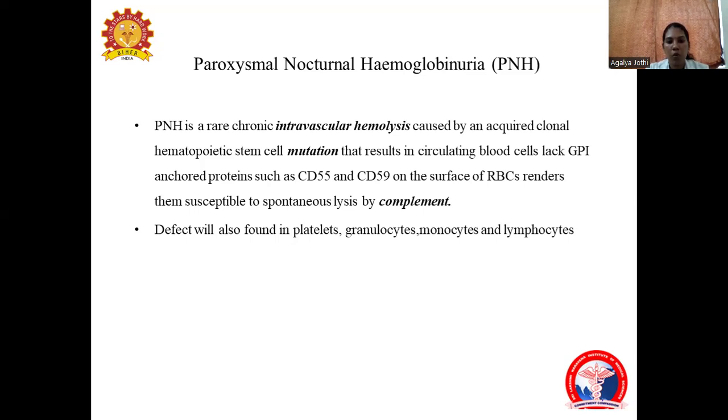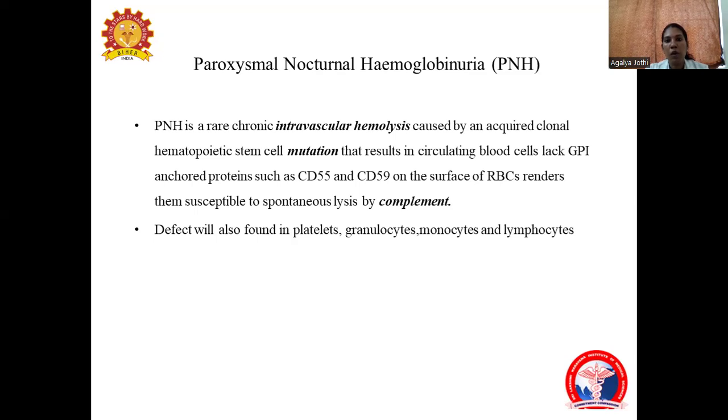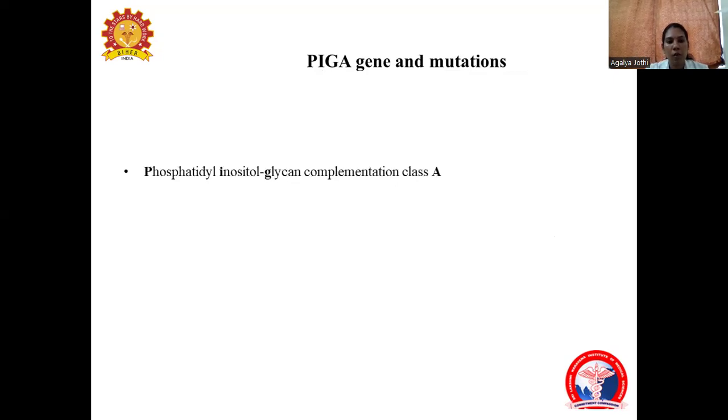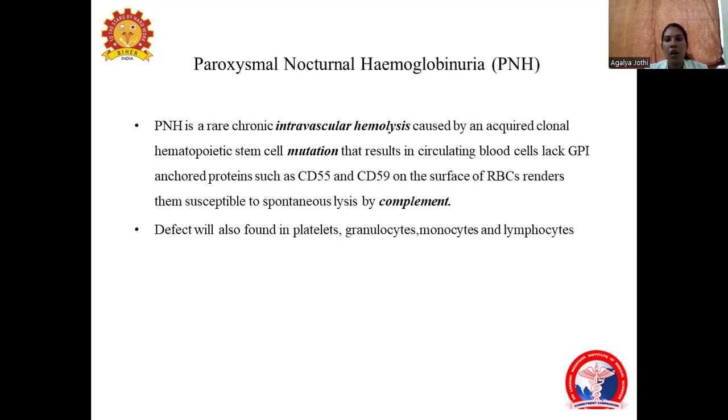The defect will also be found in platelets and granulocytes. The most common gene involved in paroxysmal nocturnal hemoglobinuria is PIGA, which is involved in GPI anchor biosynthesis. The most common mutations are frameshift mutations. Here, the result is circulating blood cells lacking GPI-anchored proteins such as CD55 and CD59, which leads to paroxysmal nocturnal hemoglobinuria.